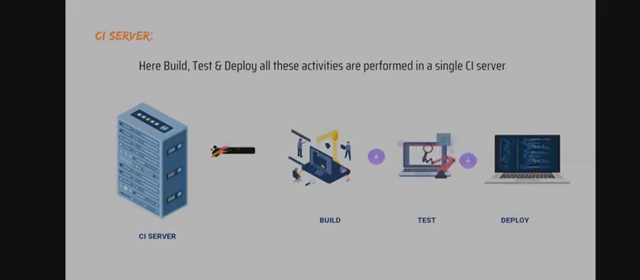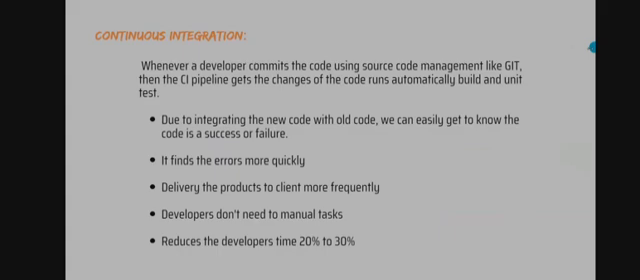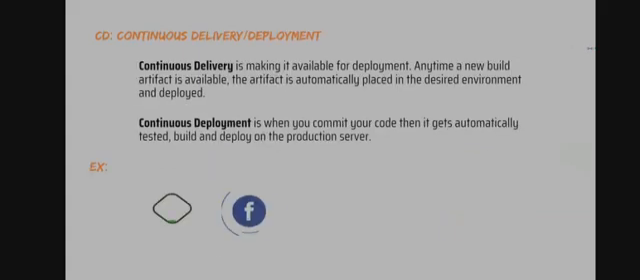So next we are going to see what a CI server can do. What can a CI server do? Build, test, and deploy. Majorly we use it for build and test, but it is also able to deploy. I'll show you how to do deployment. And after that, what is the meaning of CD?